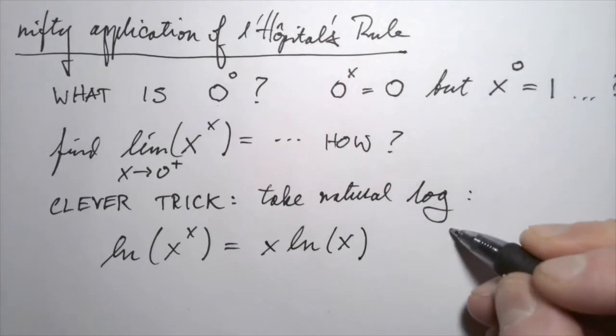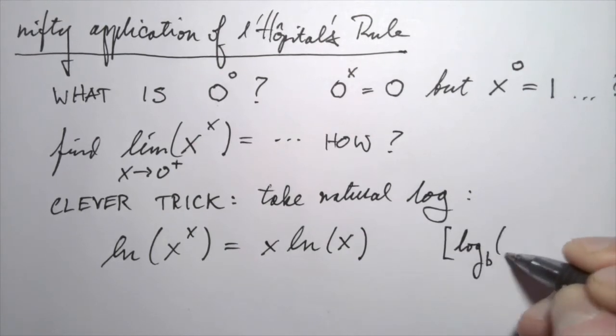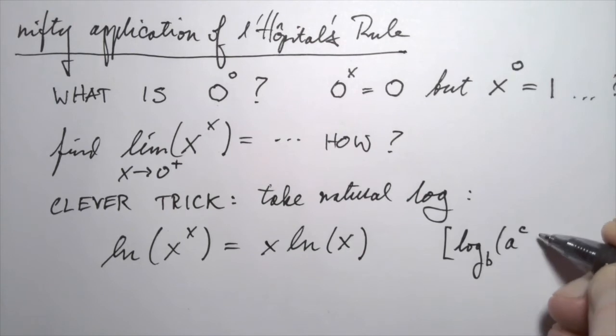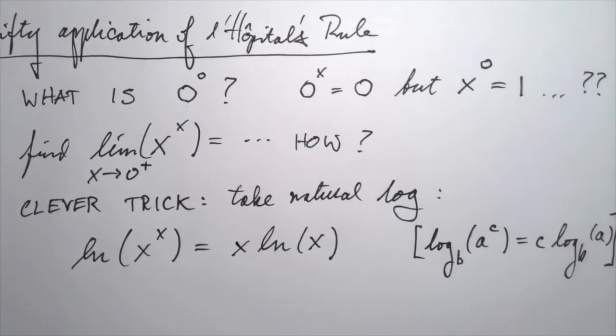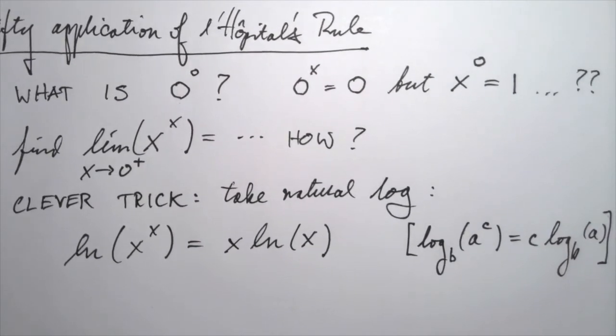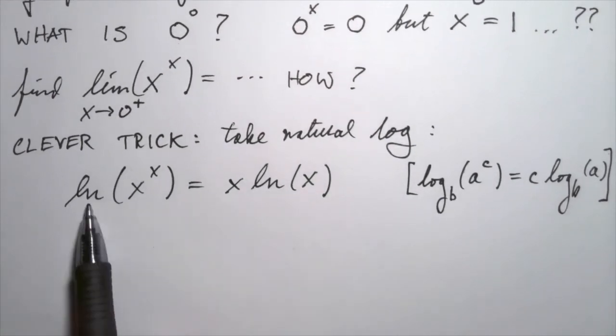Remember, in general, for any logarithm with any base b, if you look at a to some exponent c, that's always c times the log base b of a. That's a general rule for logarithms. That's always true. Okay, so here's the trick. We're going to instead compute this limit.